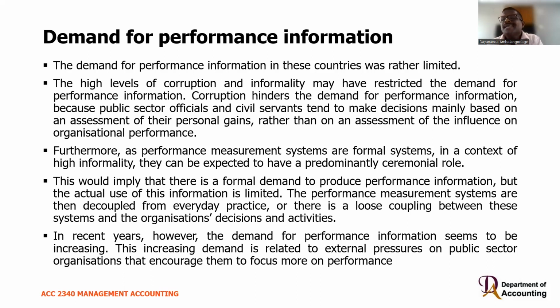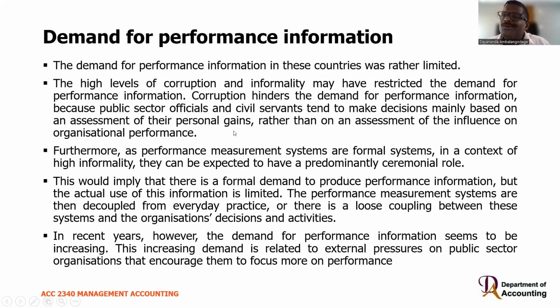Why? Because they need to maintain the system, this corrupted system, this low-capacity system. To maintain this system, they are not very sensitive to performance. They just take arbitrary decisions just to convince others. The high level of corruption and informality may have restricted the demand for performance information. So one reason for a low level of demand is corruption and informality. Corruption hinders the demand for performance information because public officials and civil servants tend to make decisions mainly based on an assessment of their personal gains.